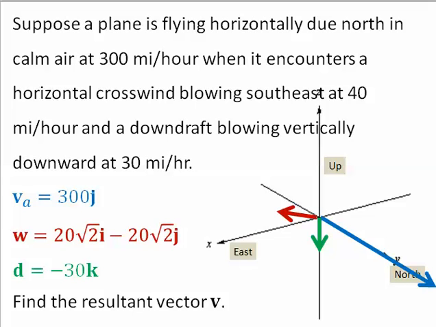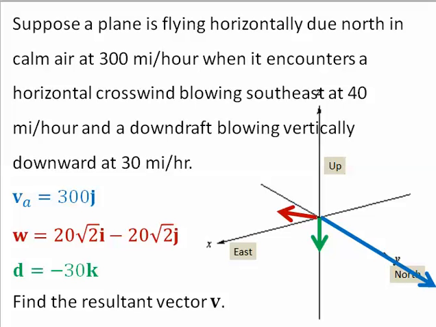Summarizing this, a plane is flying horizontally due north in calm air at 300 miles per hour. So v sub a equals 300 j. When it encounters a horizontal crosswind blowing southeast at 40 miles per hour, so W, the crosswind, equals 20 radical 2 i minus 20 radical 2 j. And also a downdraft blowing vertically downward at 30 miles per hour, so D equals negative 30 k. Find the resultant vector V.